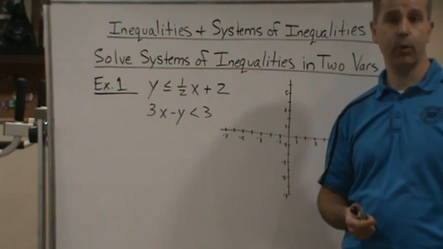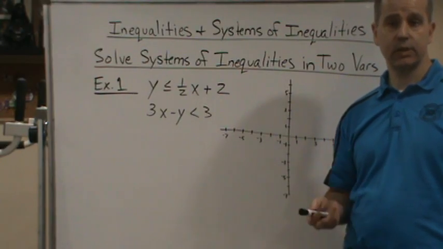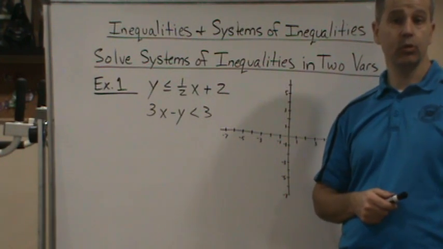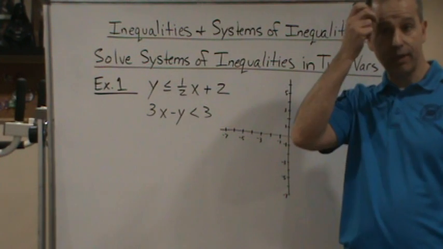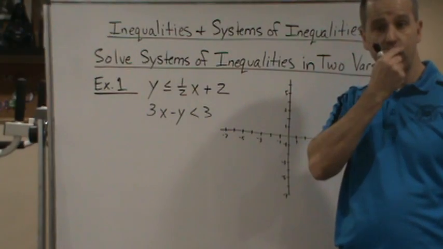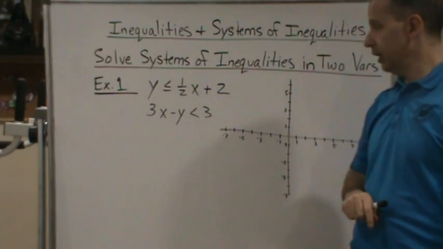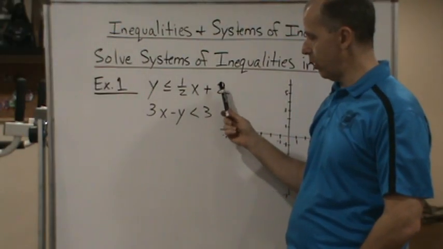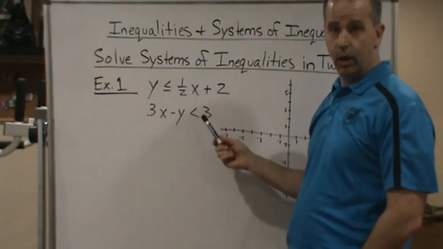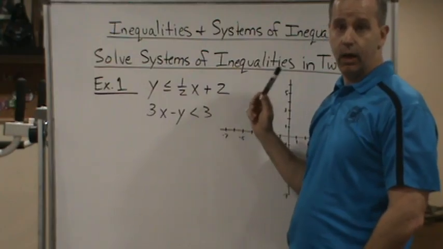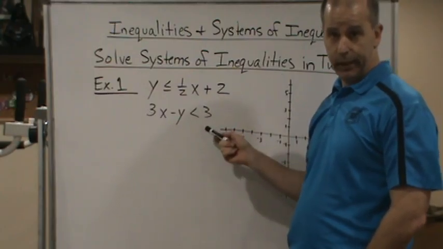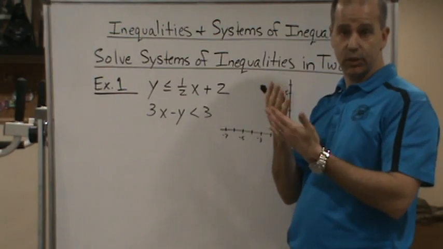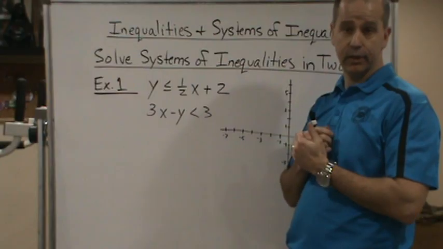So we're going to graph both of these, and then we can use test points to see which regions we're going to shade. Once we graph them, we'll look at where the overlaps are, because in order to solve a system of inequalities, we have to make sure that both of the inequalities are true. So that's going to be where both solution sets overlap in the graph.